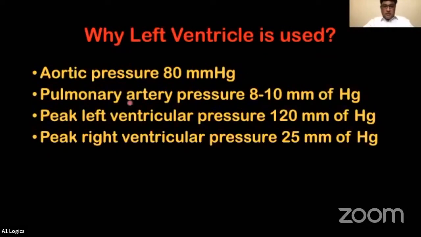I think I mentioned the pulmonary artery pressure is 25. It's not the pulmonary artery. It is the right ventricle pressure that can reach 25 millimeters of mercury.